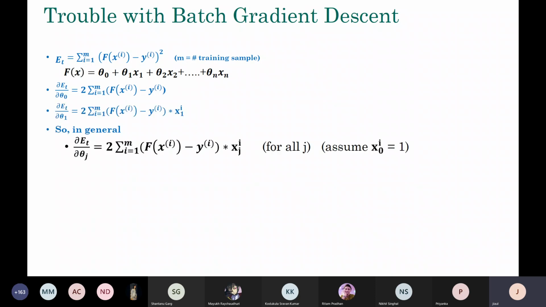So in general, what we can write down in this form: for any parameter theta j, you can write it down in the general form for the gradient descent function, from the linear regression function, and if you have the total squared error.